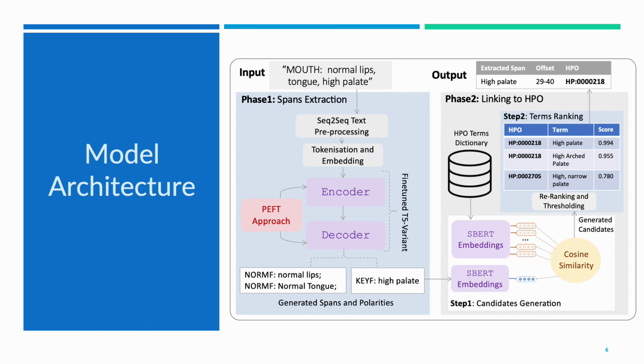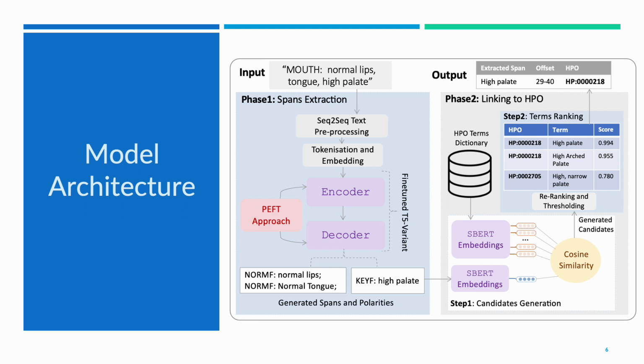This is our model architecture. This architecture includes two phases, where the first phase is span extraction. A pre-processing step is undertaken to convert the numerical offsets of the spans into the actual word spans, and each span is then prefixed with the entity type. We utilized several T5 variants, such as the original T5, Psi5, and Flan-T5.